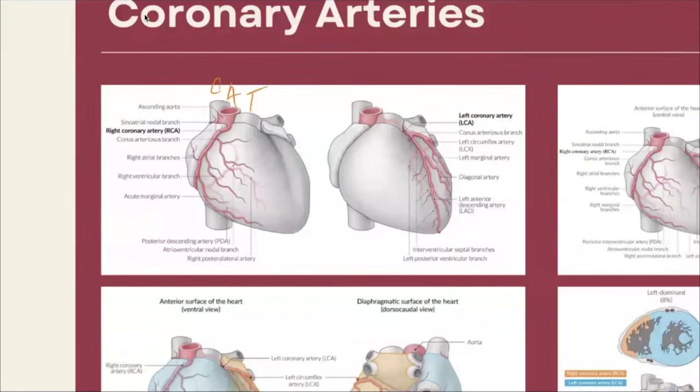Starting off right here from the aorta, the main branch you'll see from the anterior view of the heart is the right coronary artery, and it's going to be supplying the right atrium, and further branches of it are going to supply the right ventricle.